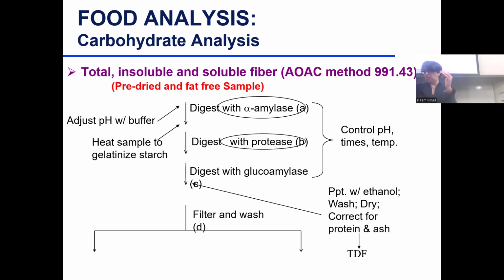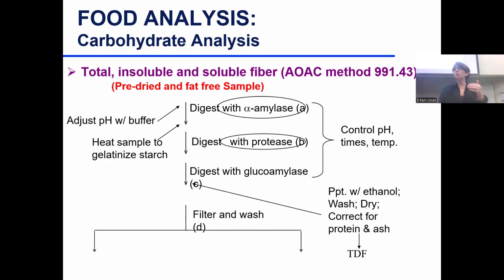You can see them floating around or precipitating. If you add ethanol, then the soluble fiber will precipitate as well. So the ethanol will precipitate the soluble fiber. So now you will have soluble and insoluble precipitate. You wash, you filter, then you have your total dietary fiber, which is basically what remained on the filter paper. So that's your total dietary fiber.